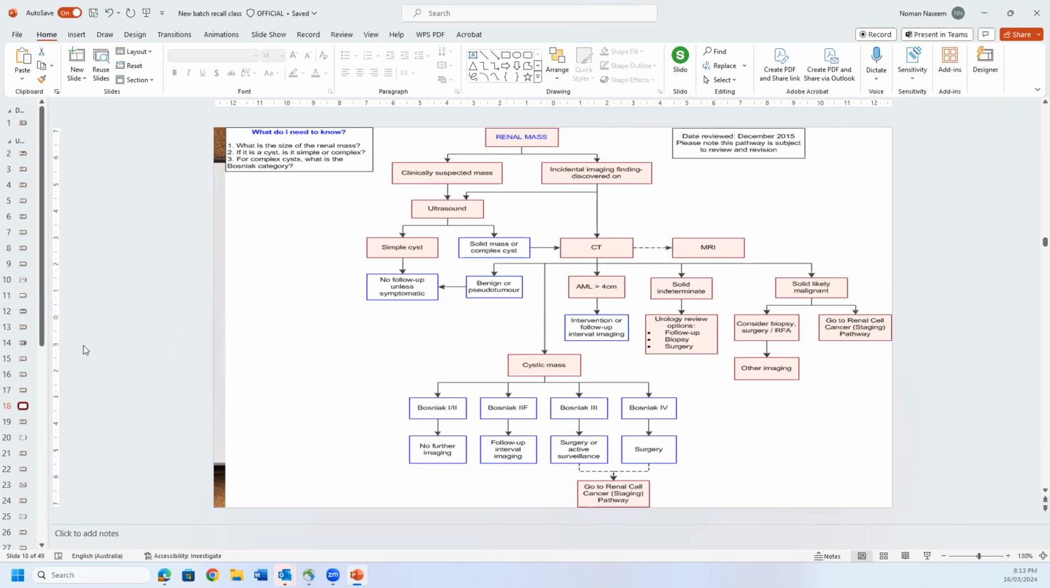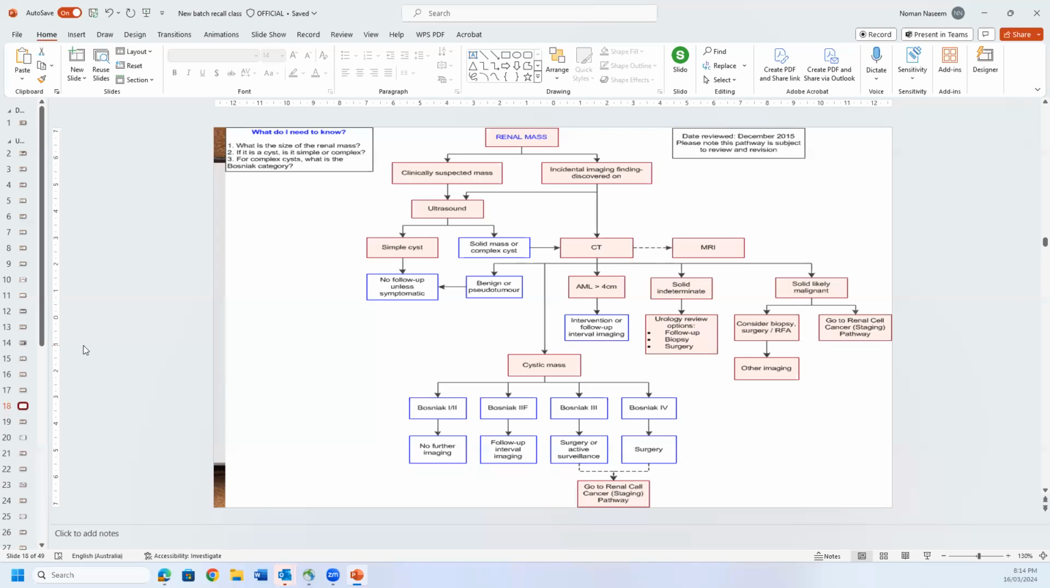Similarly, if it's Bosniak 2F, then follow-up imaging is required. Plus, if on any of the follow-up imaging the cyst is changing size, shape, or enhancement, you need to do fine needle aspiration and cytology, or you need to do a biopsy of that. Bosniak 3 and 4 require surgery with active surveillance.